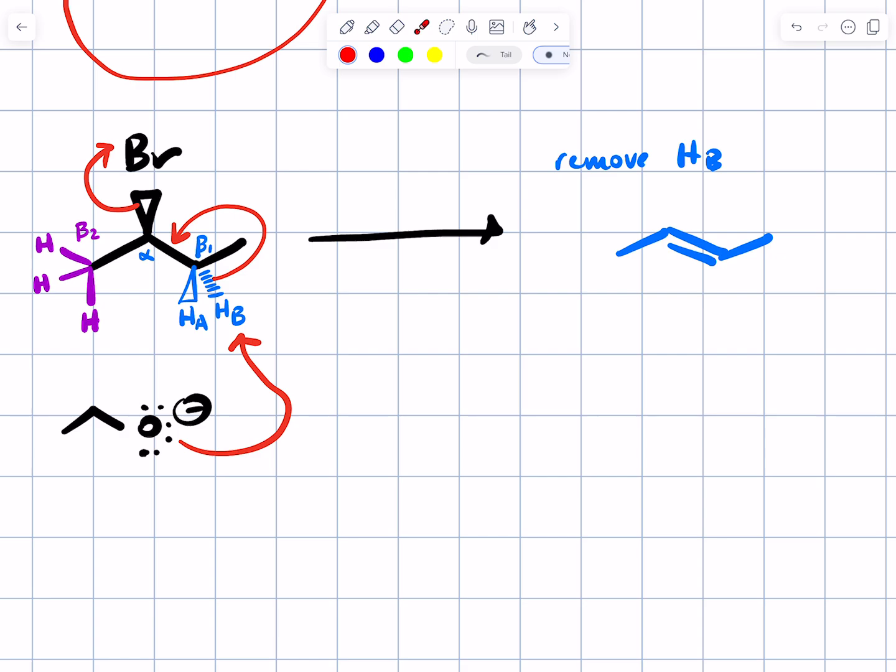Do you see that? If that's confusing, what I want you to do is go back and draw a Newman projection looking down the bond between alpha and beta 1. Convince yourself that not only when HB is anti to the Br group is this methyl group anti to this one, but that relationship stays the same as we form the new bond. So removal of HB leads to the trans alkene and only the trans alkene.